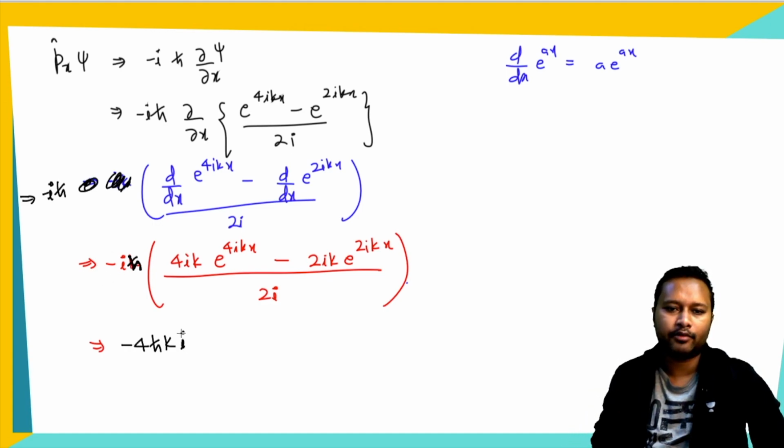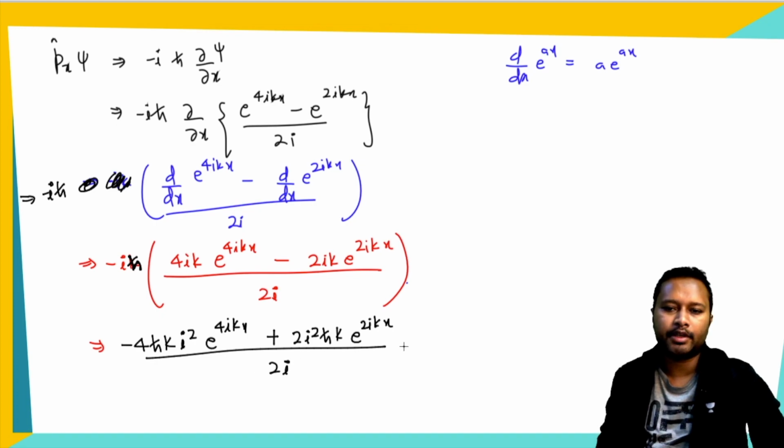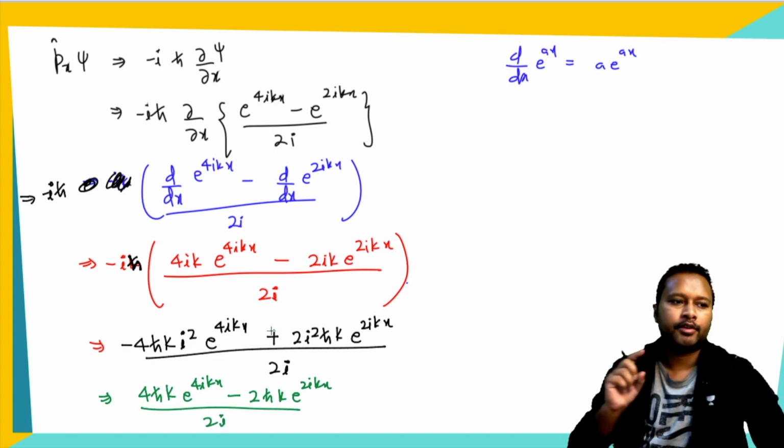So you can just write down, if you want one step, e to the power 4ikx minus, and this minus will become plus, and it will be 2 i square h cross k e to the power 2ikx divided by 2i. Now you can simply separate it out. So basically you are going to get, this i square is minus 1, so it will remove this minus sign. So 4 h cross k e to the power 4ikx minus, because this i square is minus 1, 2 h cross k e to the power 2ikx, and the whole thing is divided by 2i. So this is what we are going to get.